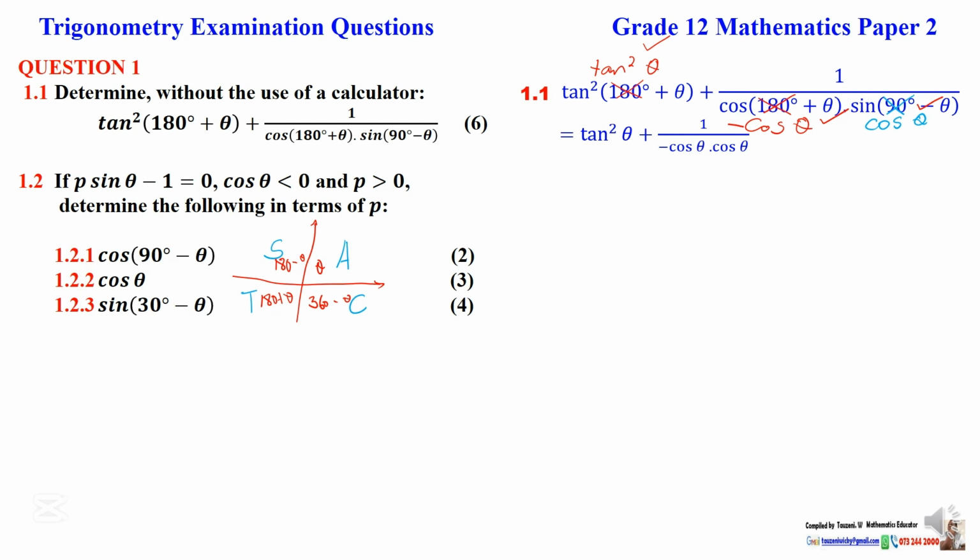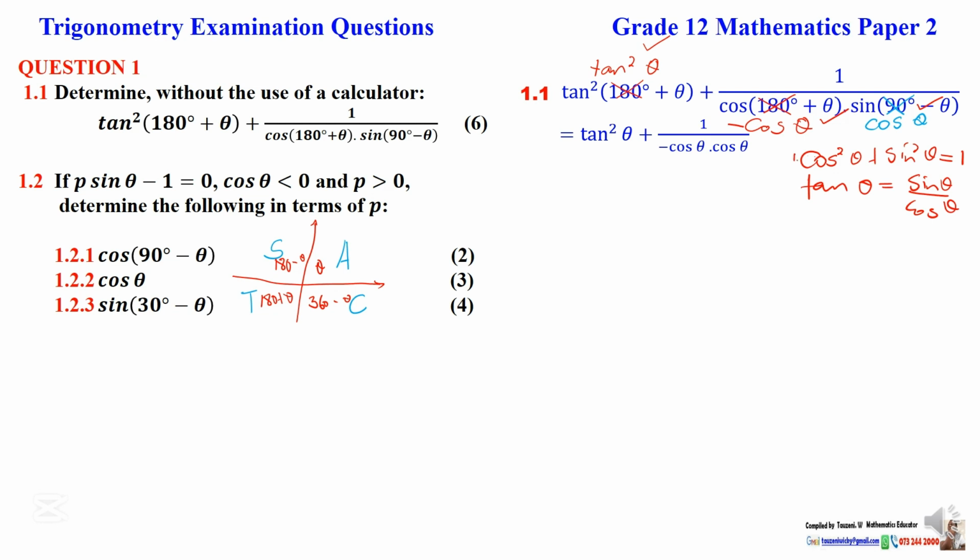co-functions. Now, the next thing, once you apply your reduction formulas and co-functions, you now look for identities. The first, easier and most obvious identities are the grade 11 ones. The cos squared of theta plus the sine squared of theta equals 1. And also the tan of theta is equal to the sine of theta divided by the cos of theta. These are the first ones.